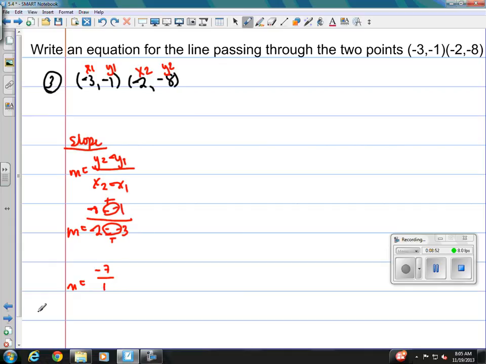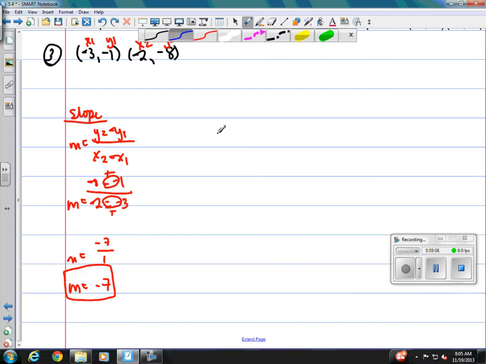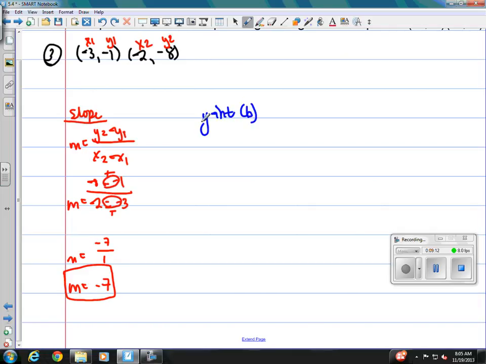We always want to check to see if that can reduce. And -7 over 1 can reduce and say -7 divided by 1 is -7. So we now have our m. Next thing we need to find is our y-intercept, which is our variable b. Okay, so that's our variable b.